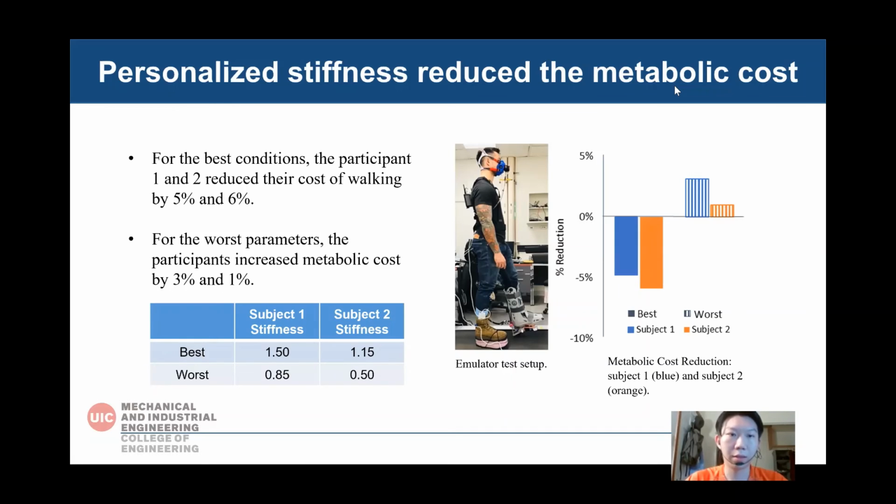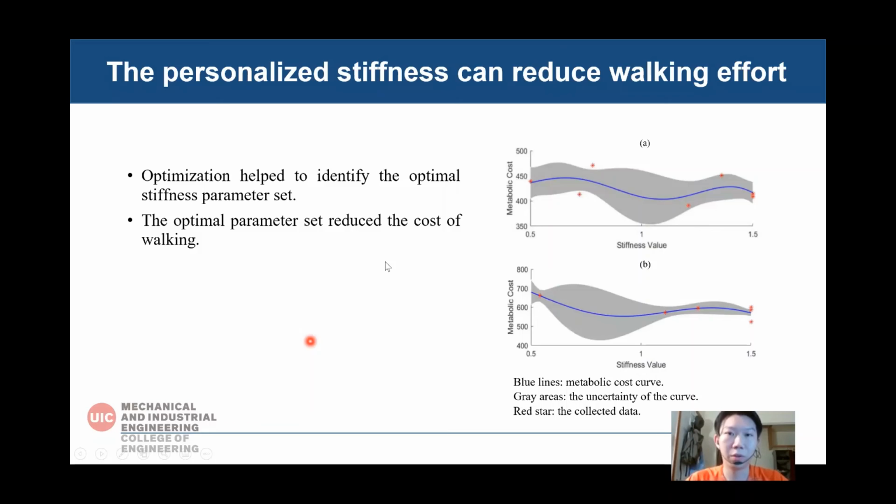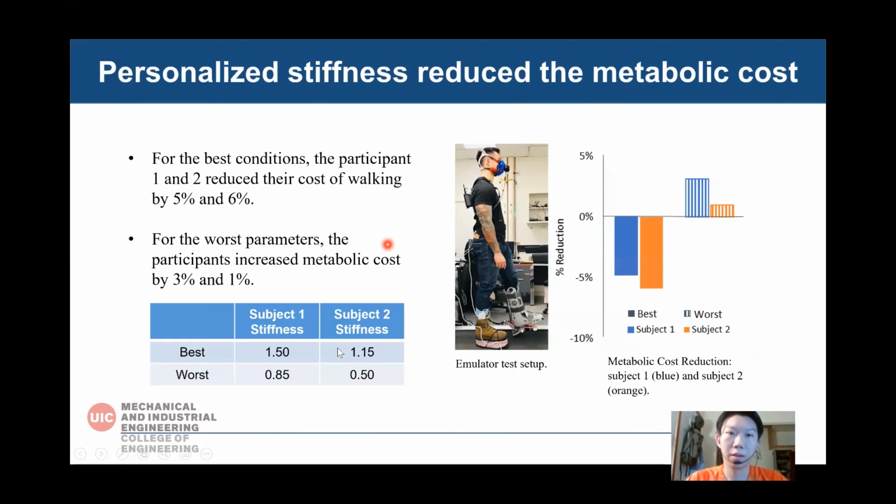And you can see the tables. We use Bayesian optimization to select the best and the worst stiffness parameters. For subject 1, the best stiffness value is 1.5 and the worst is 0.5. And for subject 2, the best stiffness parameter is 1.15 and the worst is 0.5.